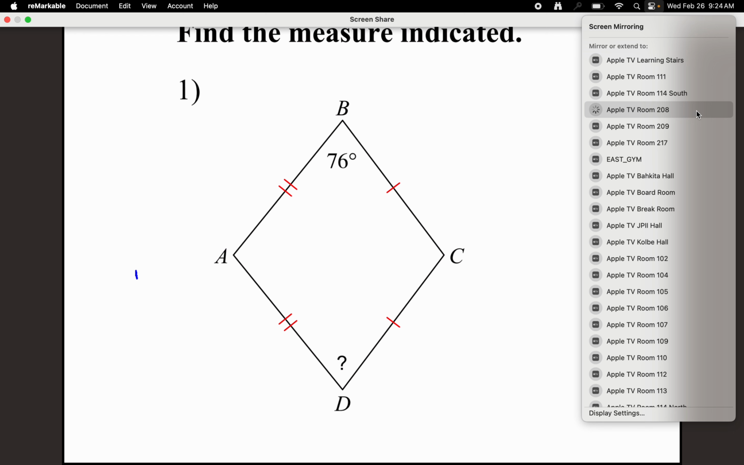Now, I know it's just not on my board, but you have it in front of you. I'm hoping this should connect in a second. But we have this kite right here. What do we know right away about the kite, other than it has a 76-degree angle? There's two pairs of equal sides. Perfect. There's two sets of congruent sides.